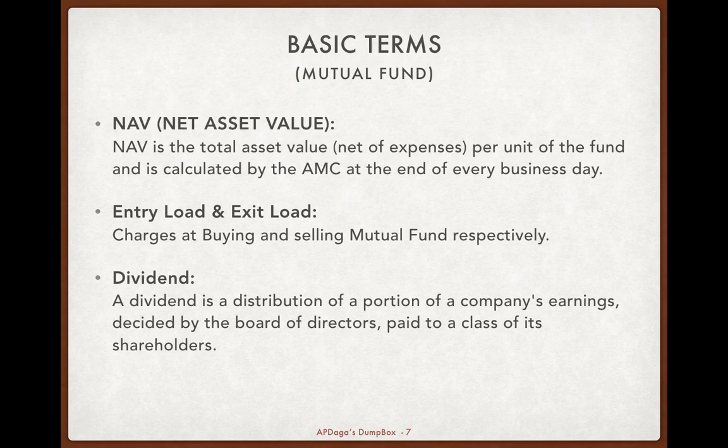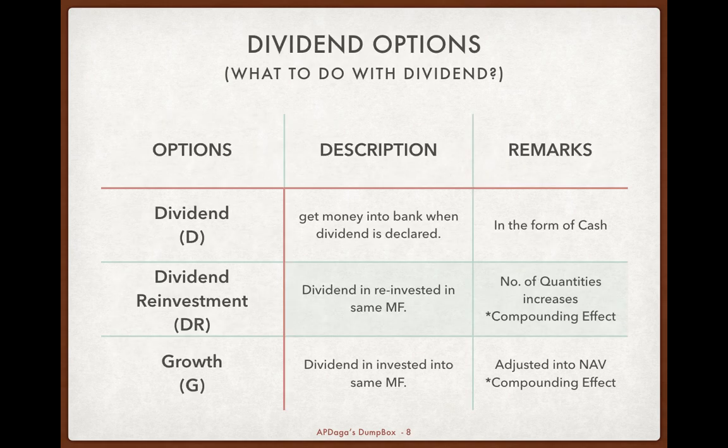You have to select in which form you want your dividend. There are three options: dividend, dividend reinvestment and growth. In dividend, when you select the first option, that means you get your dividend amount in the form of cash directly into your bank account. In dividend reinvestment, that amount gets reinvested in the same mutual fund plan, and the quantity increases, like whatever quantity can be bought with that amount gets bought and added into your account.